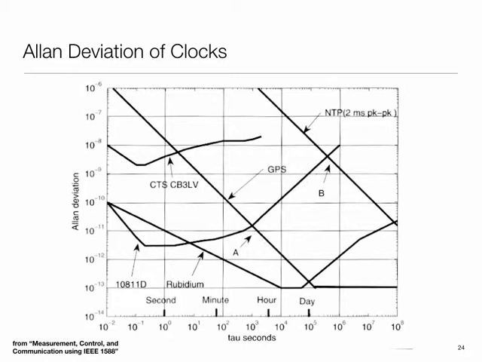So the name of the game then becomes, I would have a local clock whose performance characteristics may be sufficient at some time scale, but then they become insufficient at longer time scales. So then I use some other source of information like a network server or like a GPS to then discipline it. So NTP disciplines the local oscillator, or GPS disciplines the local oscillator.